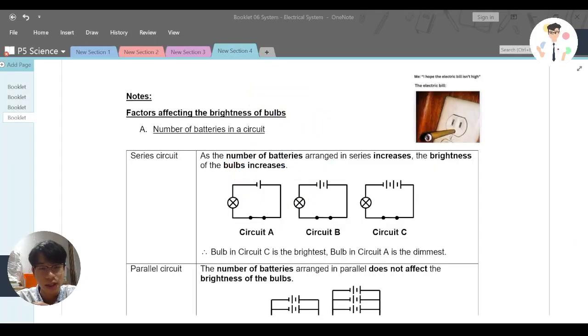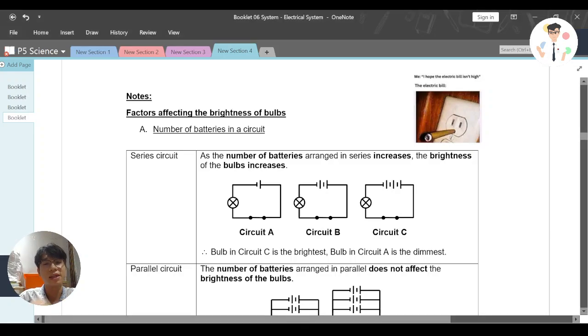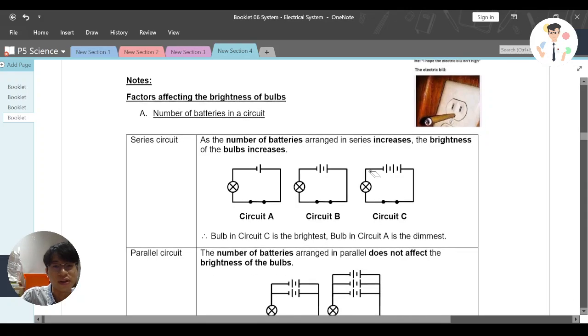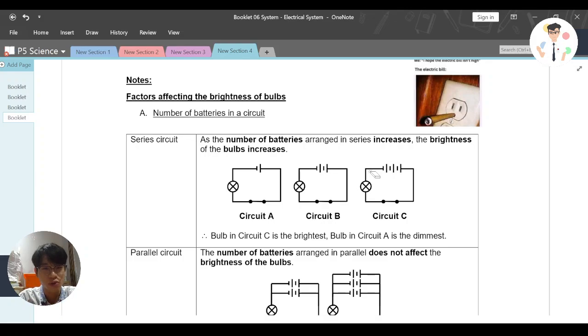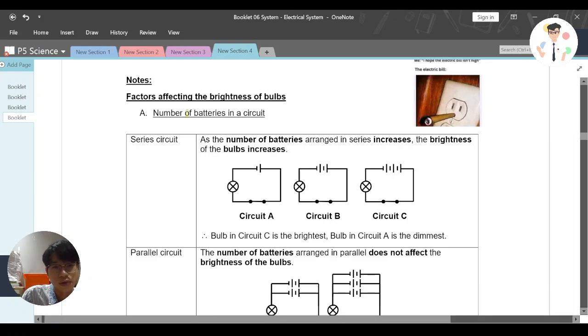Welcome back to digital class, and now we are looking at the factors affecting the brightness of the bulbs. As we know, we have learned about series circuit and parallel circuit. So it's important to know how the number of batteries and the number of bulbs actually affect the brightness of the bulbs.